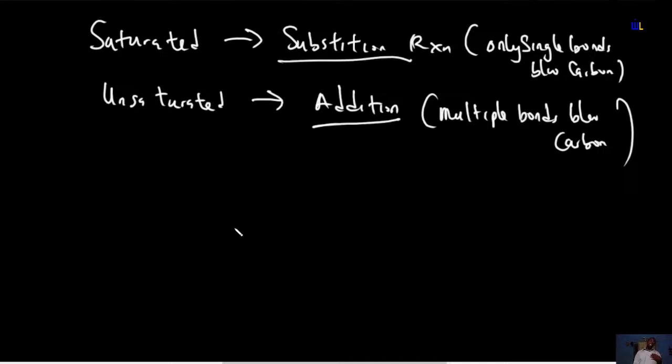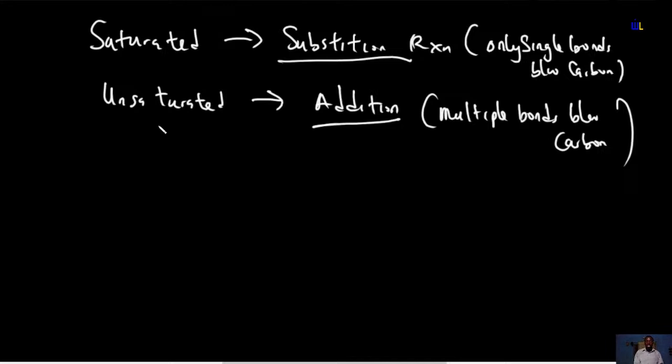Now, I said there is a situation where an unsaturated compound can undergo substitution, and the only unsaturated compounds that undergo substitution reaction are your terminal alkynes and then your aromatic compounds. We'll get to discuss that as we go further. So just have that in mind, that there is a possibility that unsaturated can undergo substitution, but there is no possibility that saturated can undergo addition. You get what I'm saying?